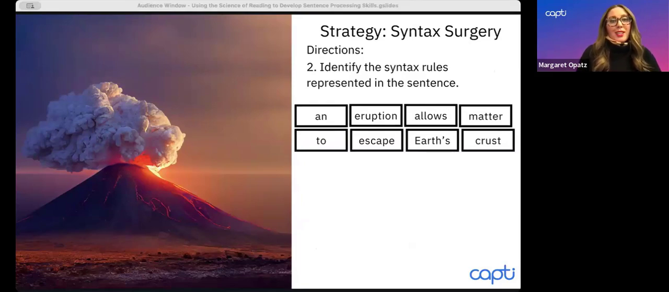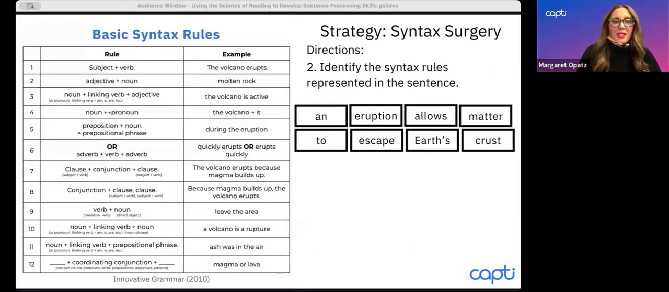So to do this, they do need to have some basic syntax rules. You'll see this comes from Innovative Grammar. I should say the rules come from Innovative Grammar, just like the structure that they put it together in. But these are really just basic syntax rules that, if students have an understanding of these rules, it's really beneficial to be able to support their reading and writing development.